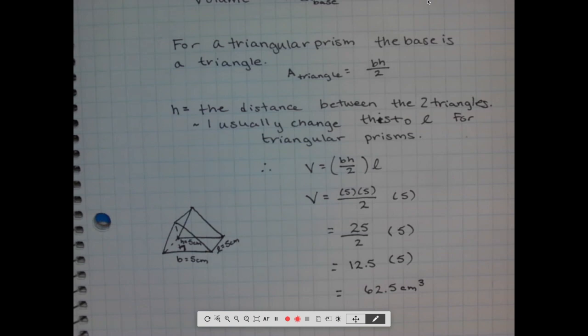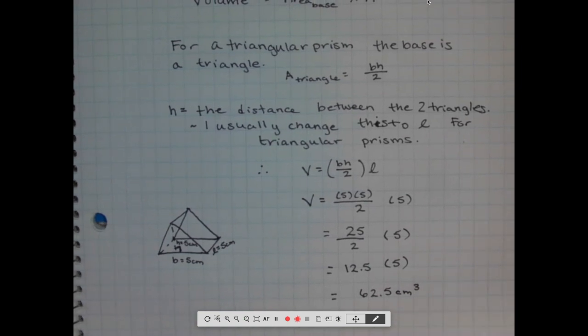Let's try one more example where all the numbers will not be the same, and then you'll get a chance to try the assignment on your own.